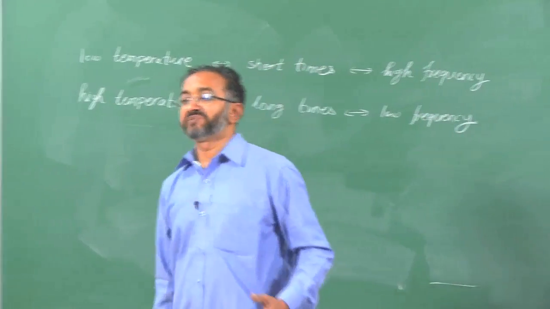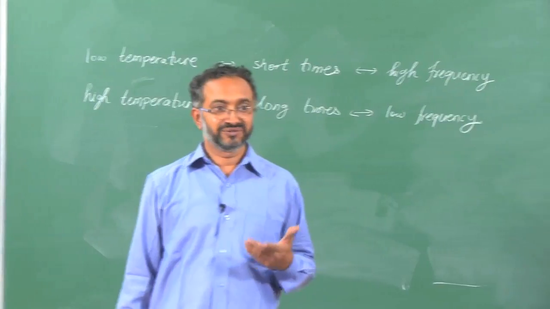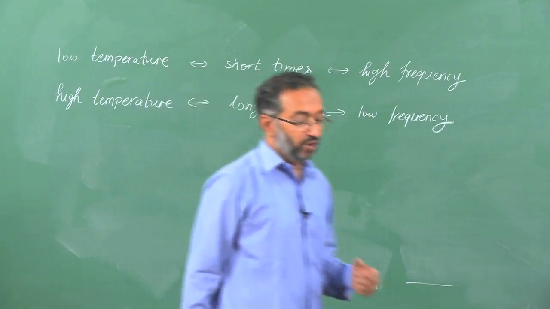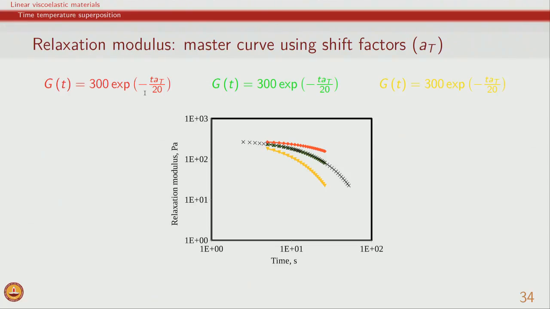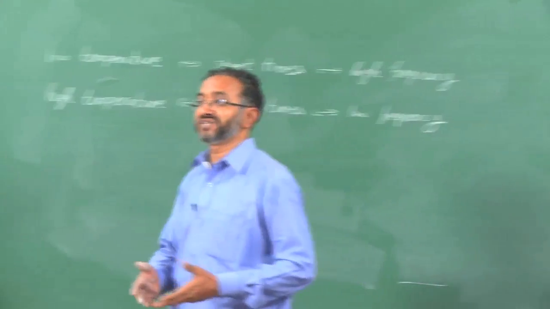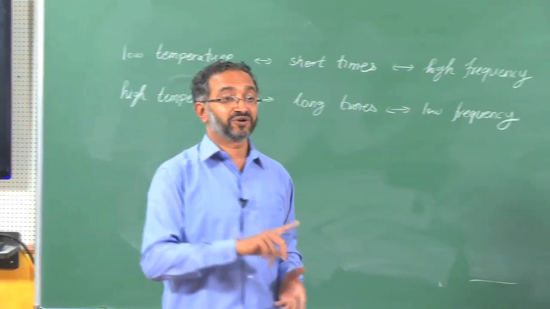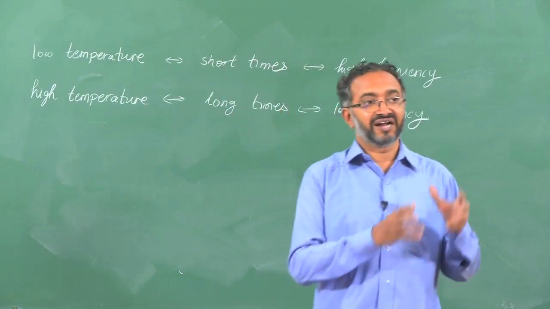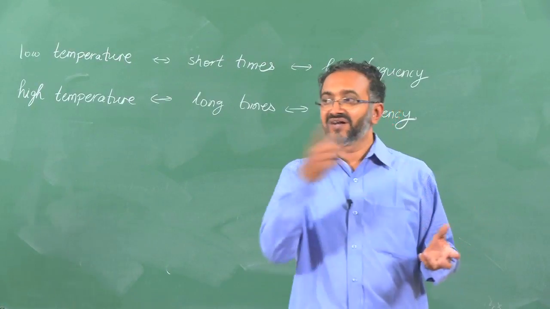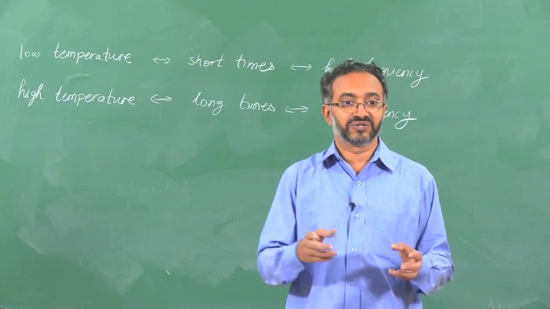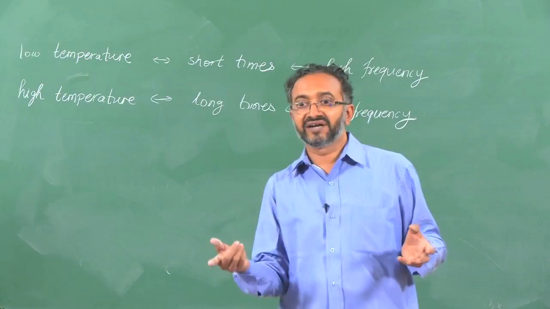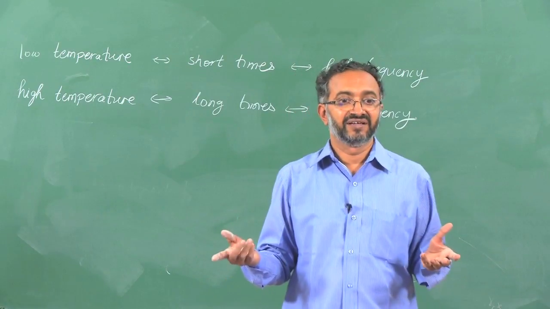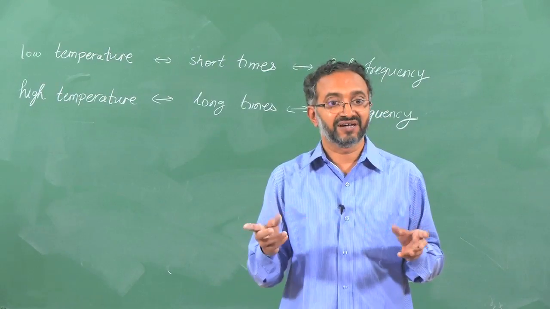Why would this time temperature superposition work is a good question to ask. When I wrote something like this for 3 different temperatures, the same relaxation function is valid. I have written an exponential for all 3, which means the underlying relaxation process does not change with temperature. Now, if you are talking about a crystallizing material, at one temperature it did not have any crystallites, at another temperature it had crystallites, or the reverse, a melting material. At one temperature it had crystals, then at another temperature the crystals have melted away.